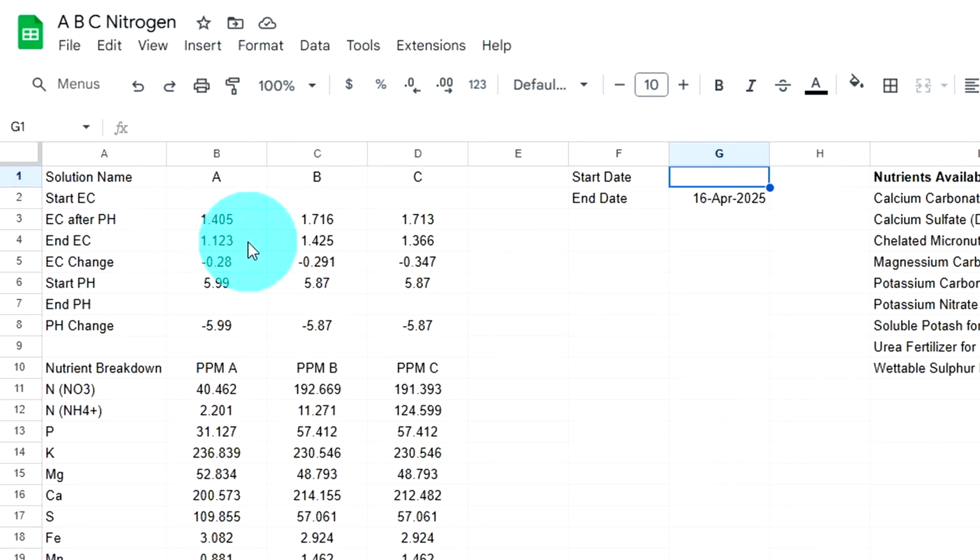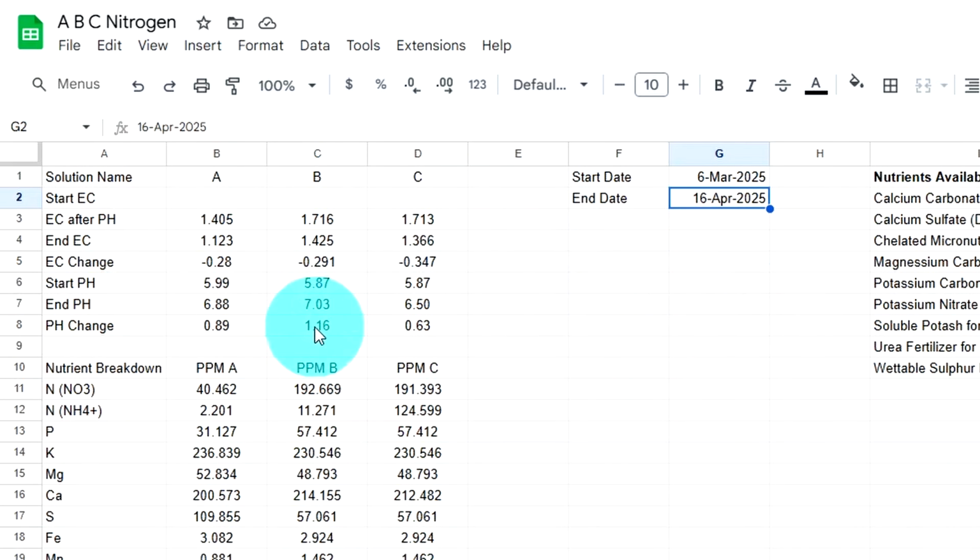So the EC on the A side there, it ended up going down by 0.28, the B side 0.291, which is very close to the A side. And then the C side, it did use more nutrients. It was a 0.347 that it had dropped from the start to the finish of the test, but it didn't equate to more useful product in the end.